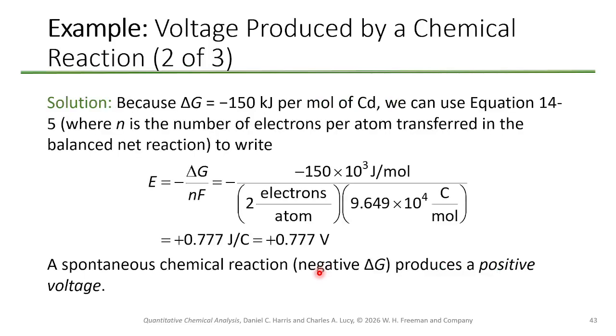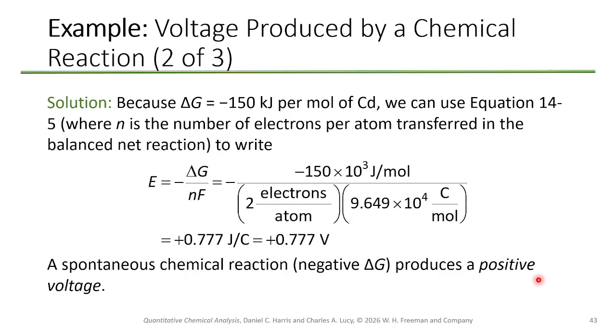All right. So we put our number negative 150. This is kilojoules, so it has to be times 10 to the third. We can cancel the negatives out right here, so that's giving us positive. We divide it by 2, and then we divide it by Faraday's constant. And so that gives us a 0.777 voltage.